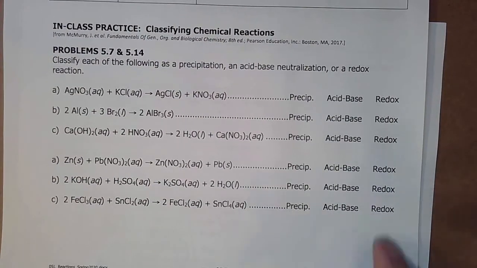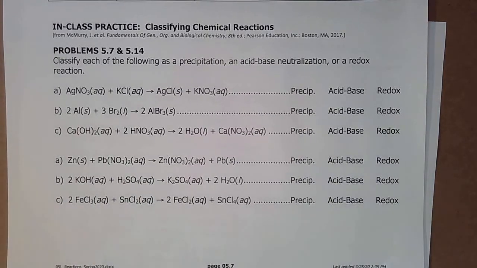and identify these as acid-base, precipitation, redox reactions. Now these are problems 5.7 and 5.14 right out of your book. So all of these examples that I try to do in lecture, the answers are in your book. So you're able to go back and double check. Maybe double check my work, I don't know.